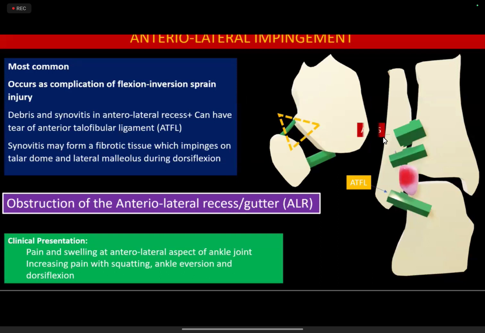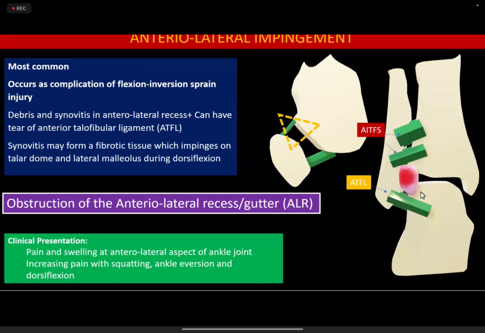It can be associated with a tear of the anterior talofibular ligament. When there is recurrent synovitis, it may lead to formation of fibrotic tissue. Sometimes there might be robust hemarthrosis and synovitis, which can coalesce together to form a meniscoid lesion like this, or a fibrinized mass along the anterior lateral gutter or recess.